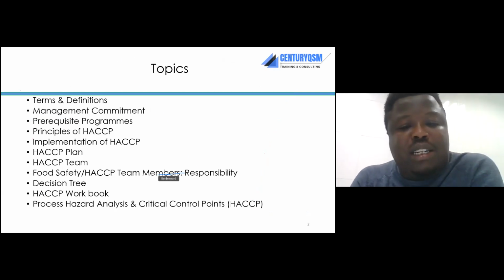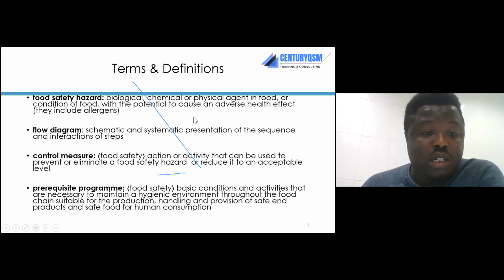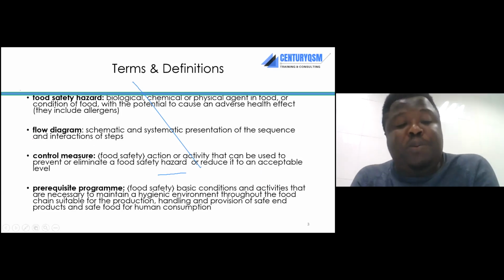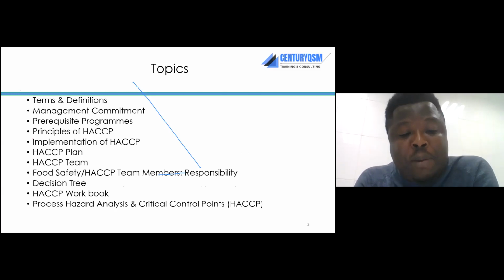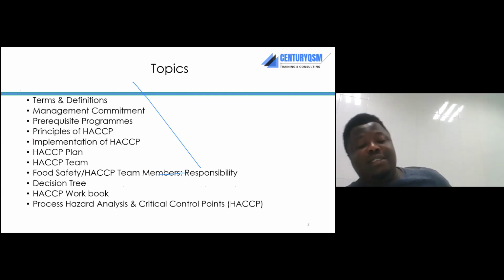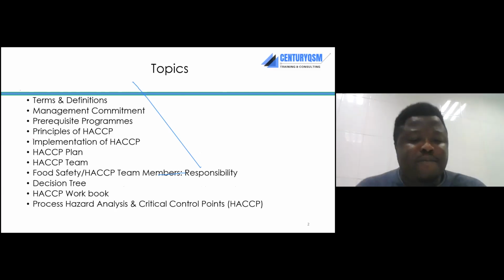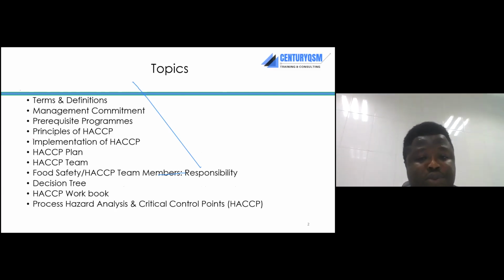Then we'll look at management commitments. We also look at prerequisite programs, principles of HACCP, implementation of HACCP. We look at the HACCP plan. We look at the HACCP team. We look at the food safety and HACCP team member responsibility. We look at the decision tree. We look at the HACCP book, then process hazard analysis and critical control points. So we're going to be looking at all these briefly today.